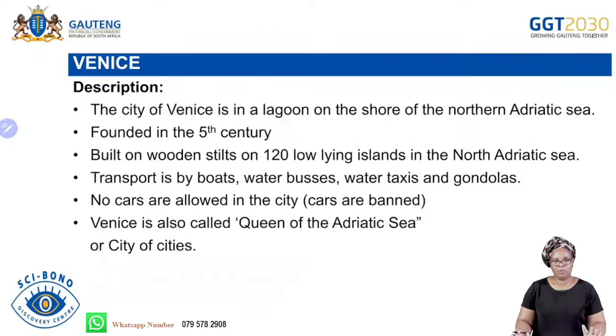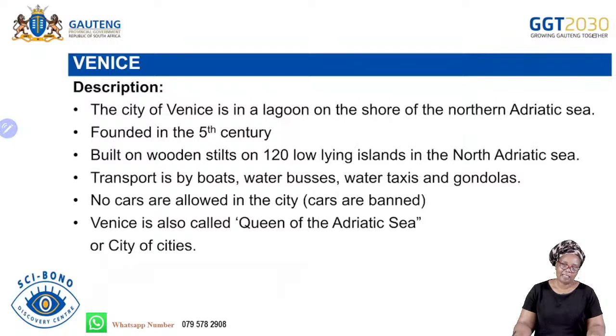When you come to transport here, remember it's a city. In the city, people are living there. We need to have some sort of transport. Transport here is only by boats. The boats, you know that they are driving in the water. We have the water buses, and we have the water taxis and the gondolas. This is the type of transport that we find in Venice.